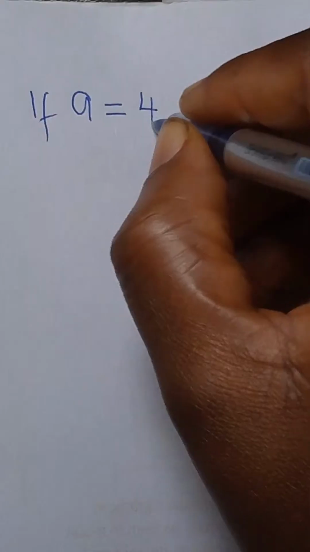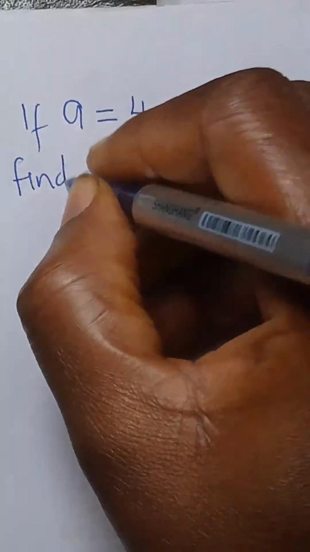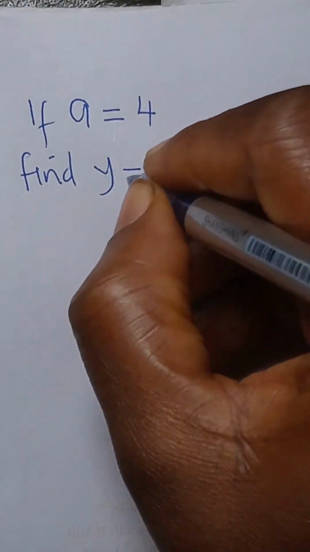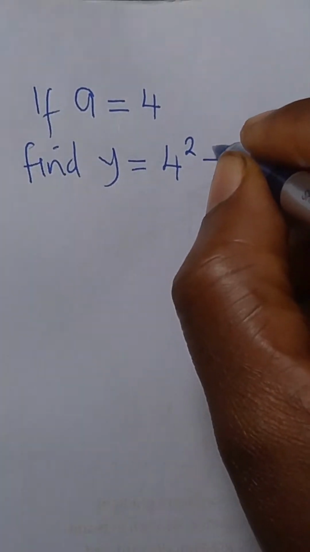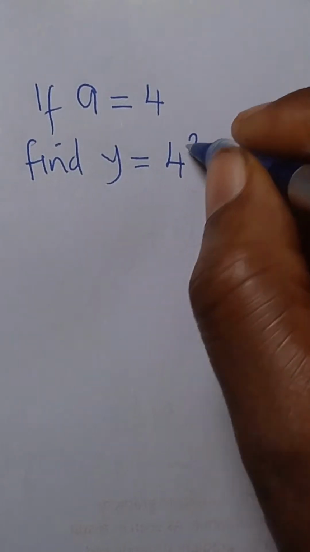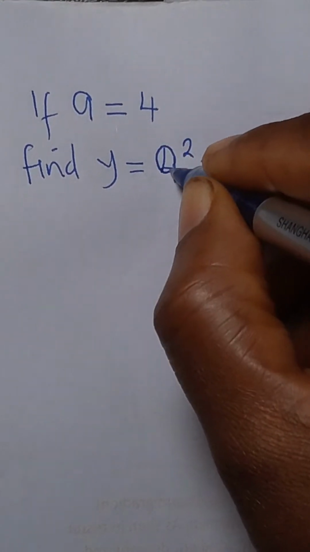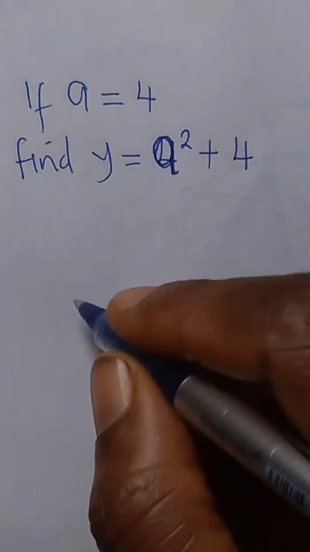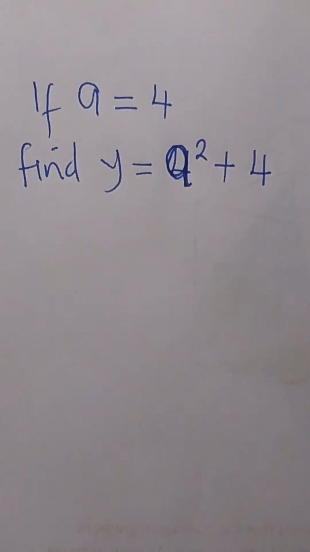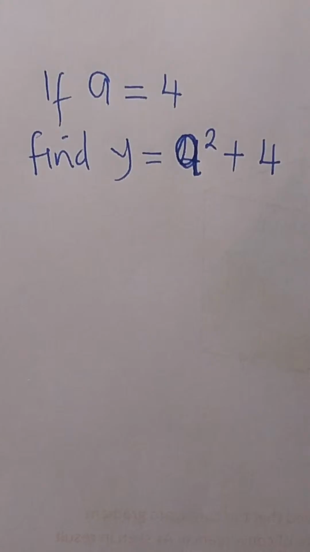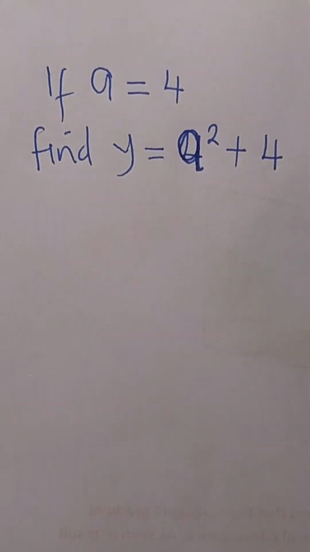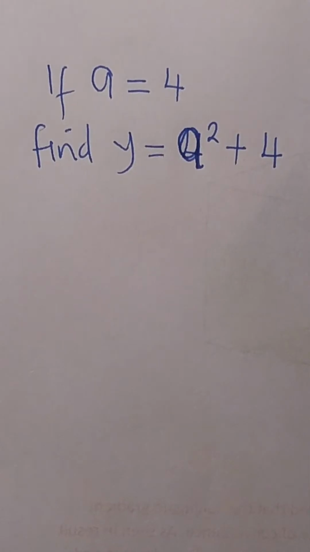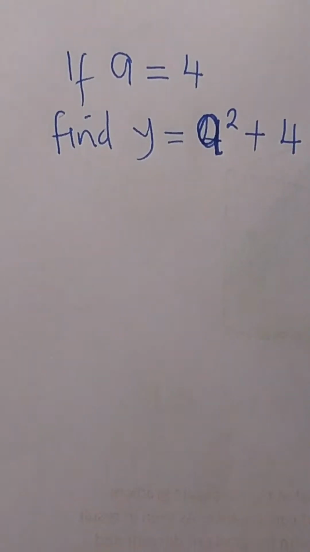Okay, so if a is equal to 4, then find y equals a square plus 4. All right, if a is equal to 4, find y equals a square plus 4. So the square doesn't affect the sign. No, it doesn't affect the sign. Now the square, let me go back there.